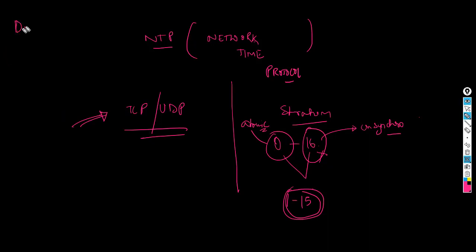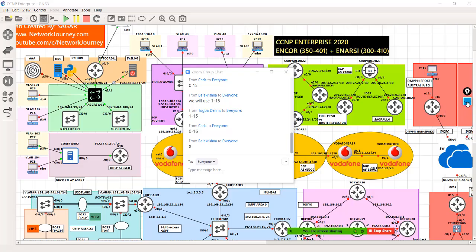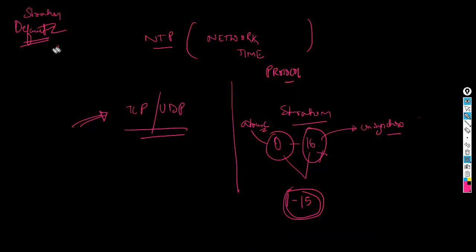By default, if I configure my Cisco box as the NTP server, what is the stratum value? What is the default stratum value going to be for a Cisco box? Okay, great. Yes, it's 8. By default, if you configure NTP on a Cisco device, the stratum value is going to be 8.